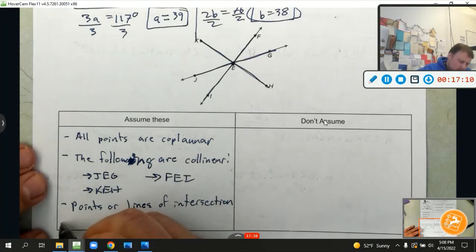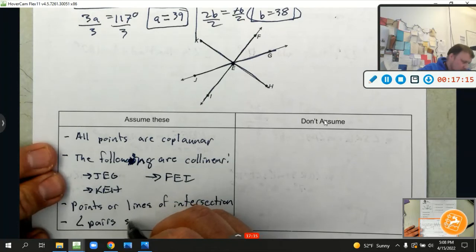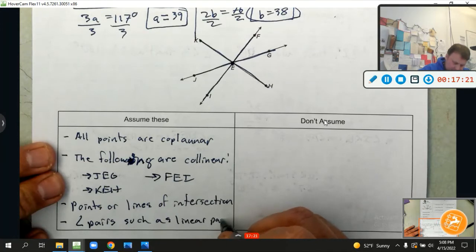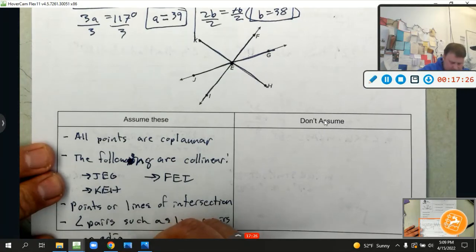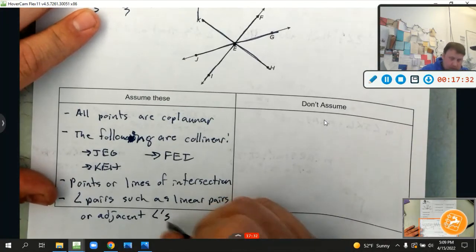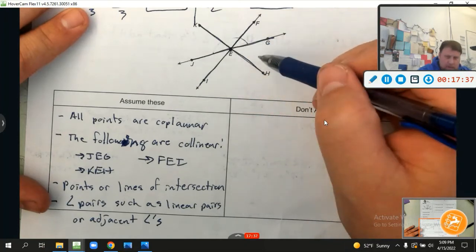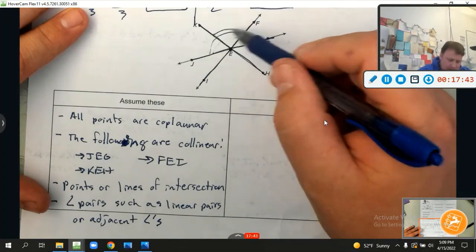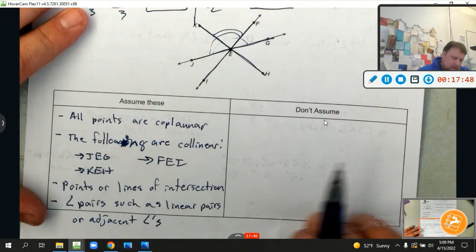We can also assume pairs such as linear pairs or adjacent angles. Okay? In other words, I can look at this and assume that these angles are linear pairs that add up to a line. I can assume this angle and this angle are adjacent to each other. They're right next, sharing a common side. Okay? So those are things I can assume.